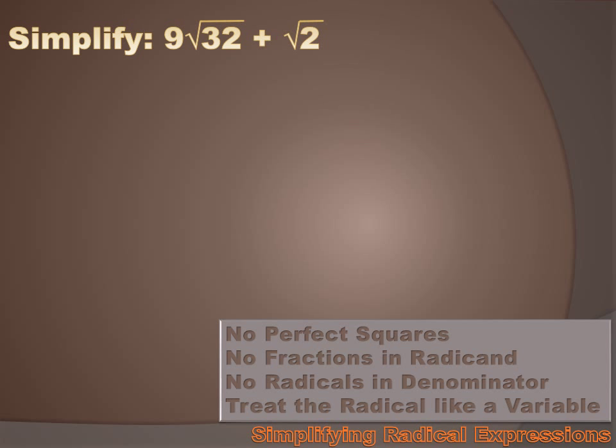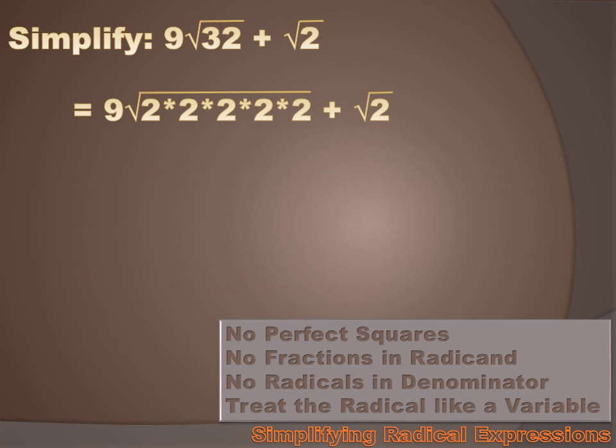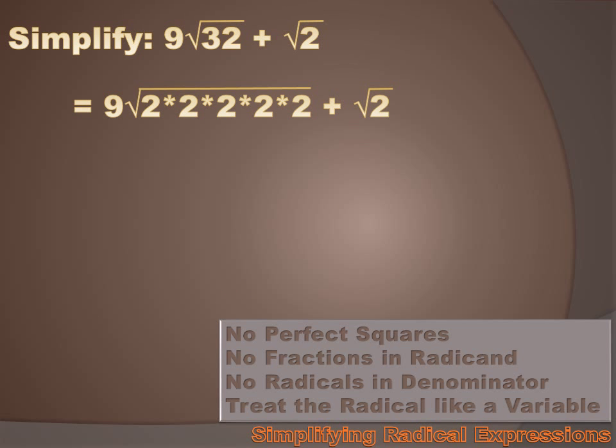No, I'm not. First thing you want to do is to factor that 32. Now, I can't factor this 2. That's already down to a prime number. But this 32, I can factor that. So that's what I'll do. And rewrite this as 9 times the square root of 2 times 2 times 2 times 2 times 2 plus the square root of 2.